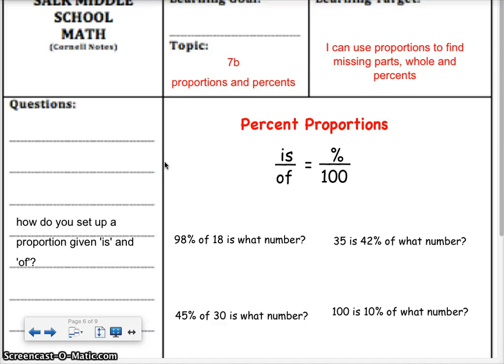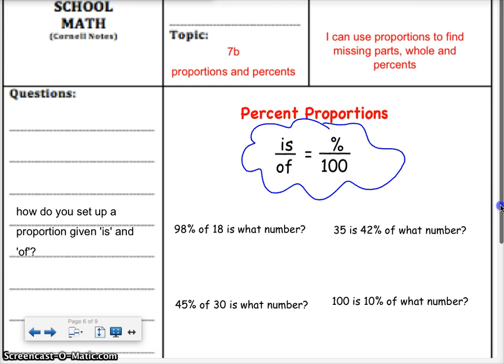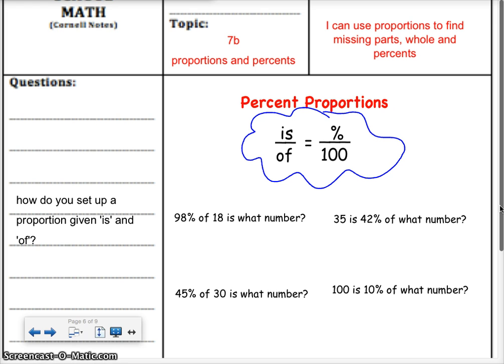Alright, so we are moving on and connecting our percent knowledge to our proportion knowledge. One of the most popular proportions we use as 7th graders is this one called is over of equals percent over 100. We're going to be using this. I always know I use this if I see the vocab words is and of. Obviously, if you see is and of, it should connect to a proportion. Is and of with a percent sign.